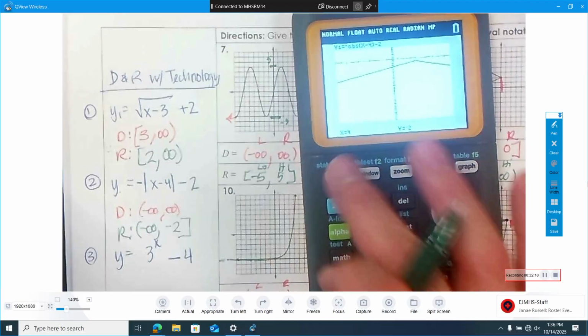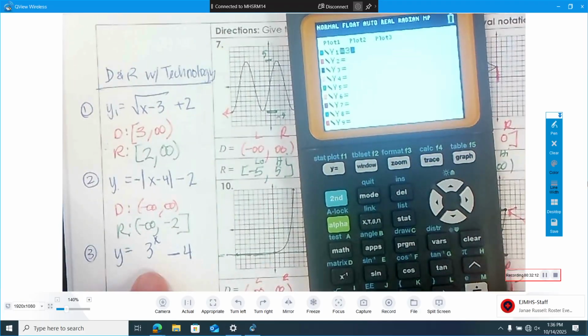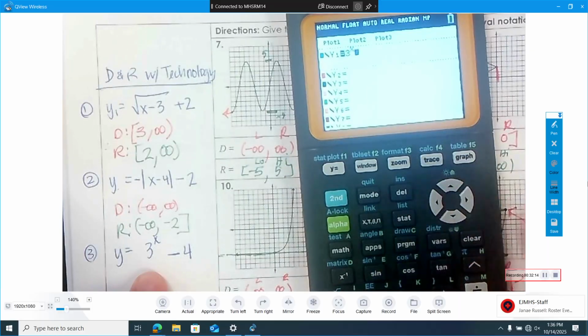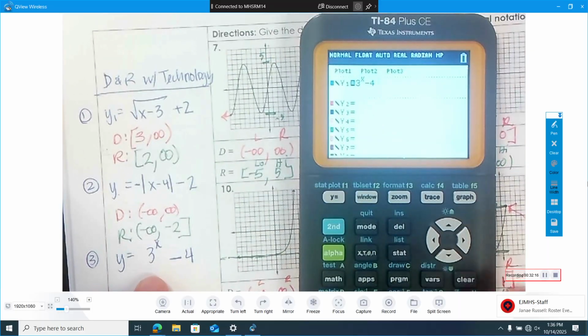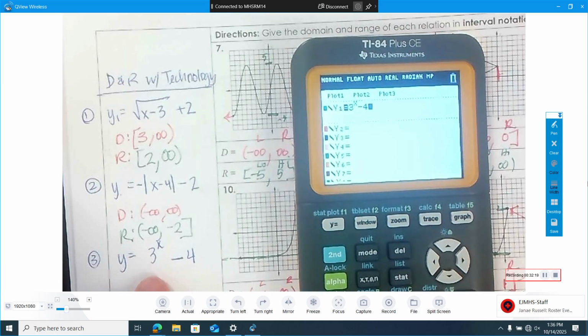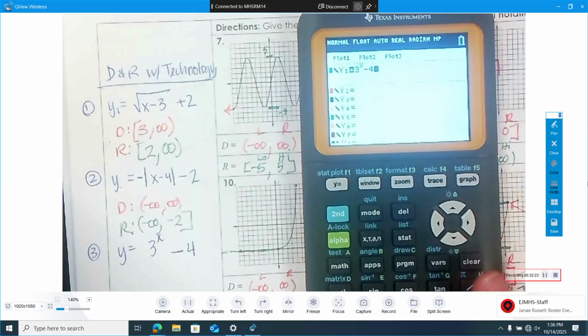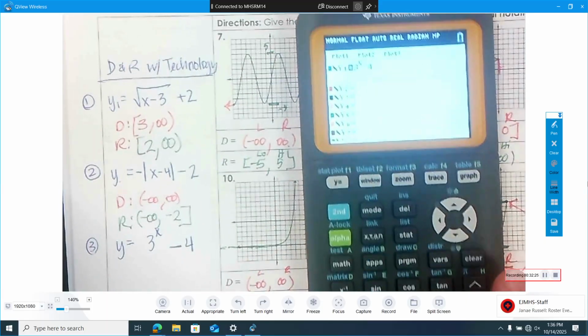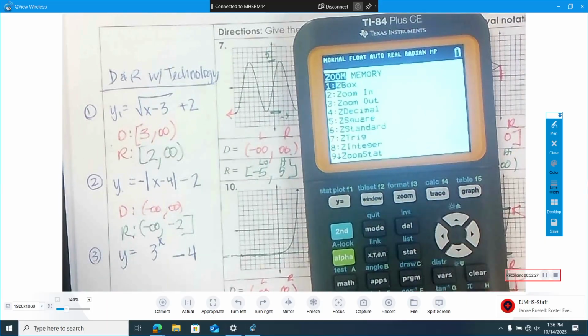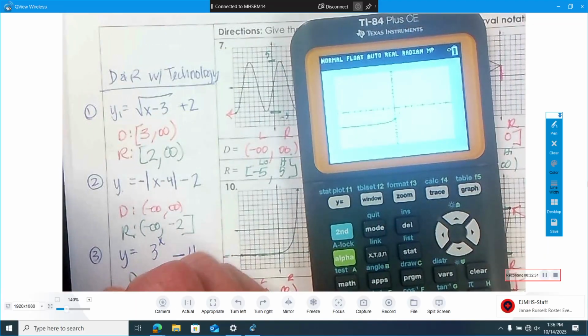Okay, last one here. I'm going to type in 3 to the x power, and then subtract 4. You do that with the little caret right above the divide sign to get the exponent. All right, and the Zoom standard. And domain and range.